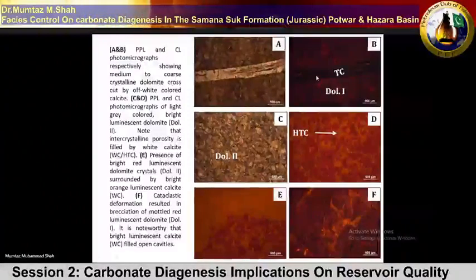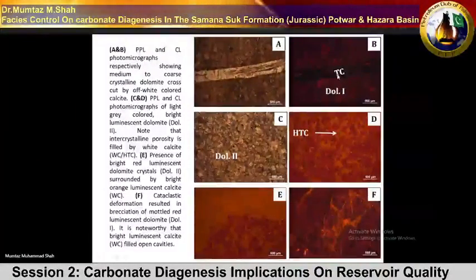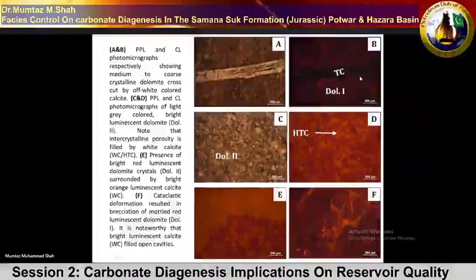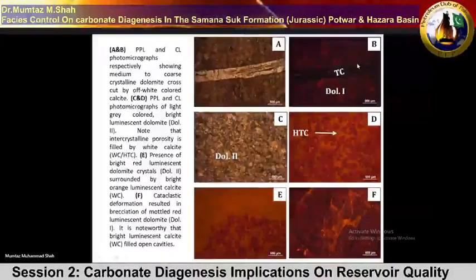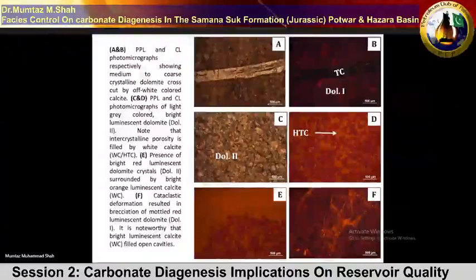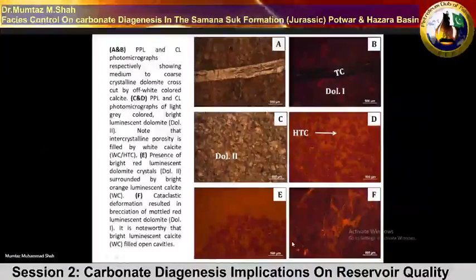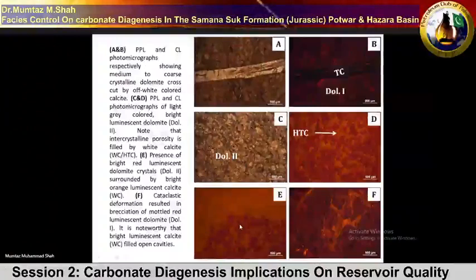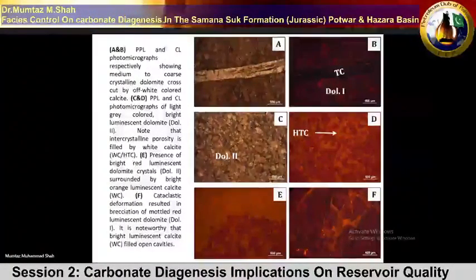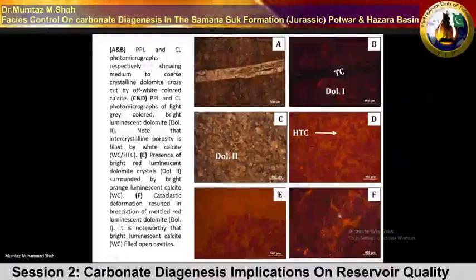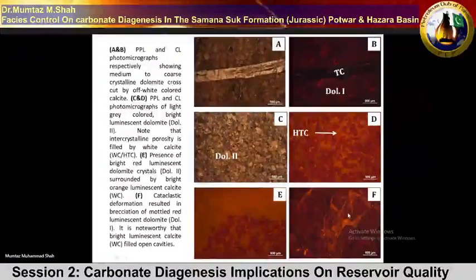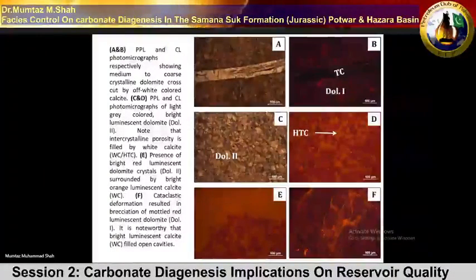Whereas in A and B, we can see fracture filling calcite, which represents non-luminescent behavior, and that is evident there as well. Whereas in figures E and F, we can see that brecciation is quite common in these two photomicrographs. It is quite evident in figure F, where the brecciation is followed by the filling up of the open spaces by very bright luminescent calcite.